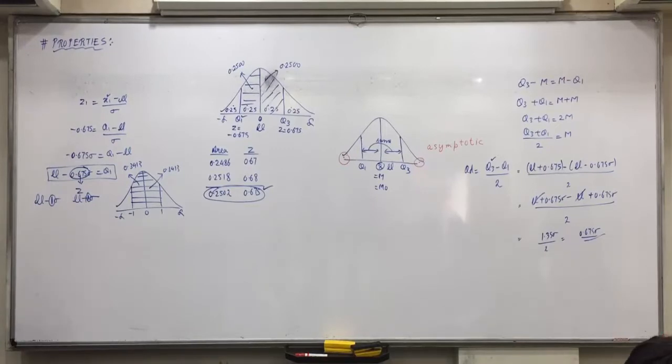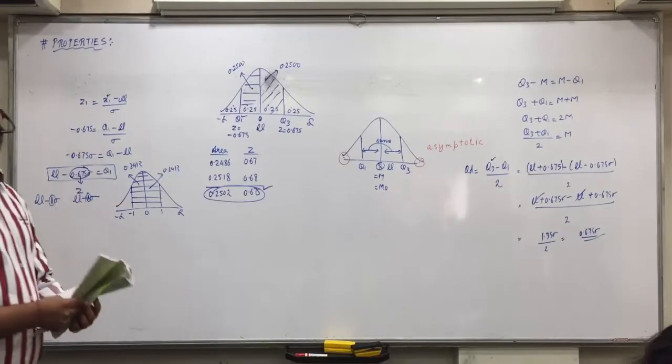Fourth, mu minus 3 sigma, mu plus 3 sigma. What is the value of z? 3. See in the table what is the area of 3? 49872, 4987 plus 4987.